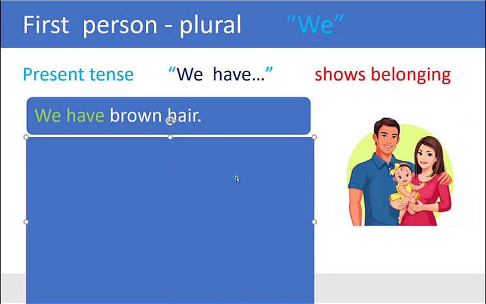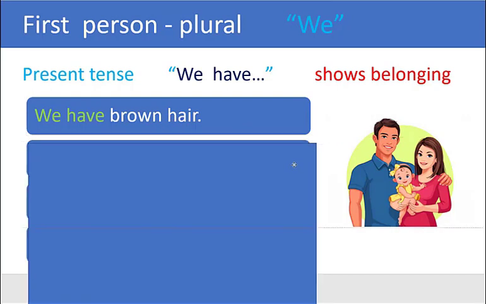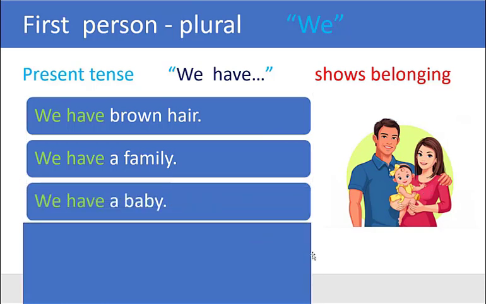So here, the couple here are talking about themselves, and they can say, we have brown hair, because they both have brown hair. Let's have a look at another one. We have a family. They're talking about themselves and they're saying, we have a family. Again, we have a baby. They're talking about themselves in the first person because they're together, and in the present tense, we have a baby. They have a baby now.